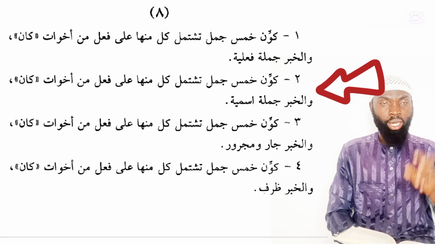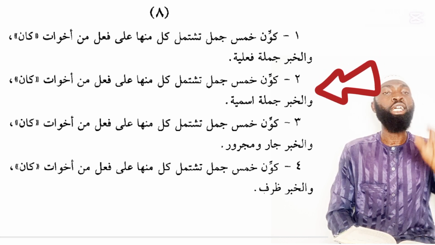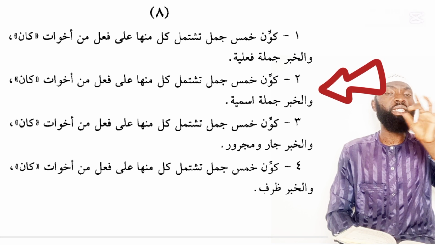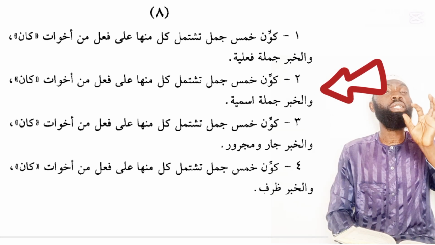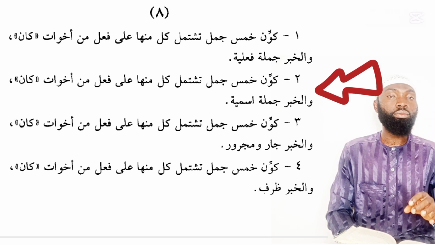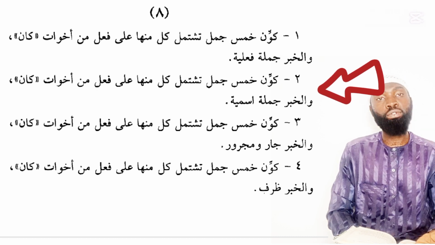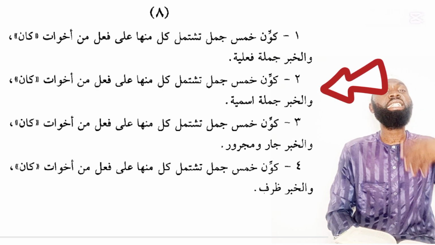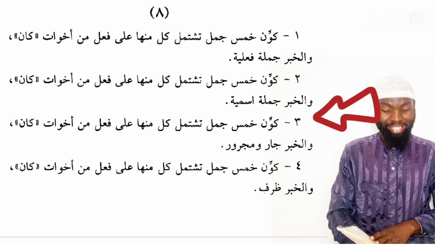Number 2 says kawin khamsa jumalin tashtamilu kullun minha ala fi'li min akhwati kana. You are also to use one of the sisters of kana to form a sentence, but the khabar should be jumlatun ismiya, a nominal sentence. I can say kana aliyun azmuhu da'ifun. Ali, his determination was weak. Solve the remaining 4 using this pattern.